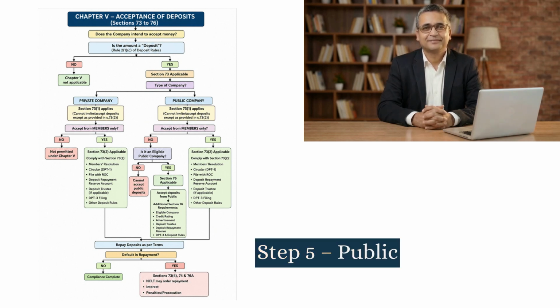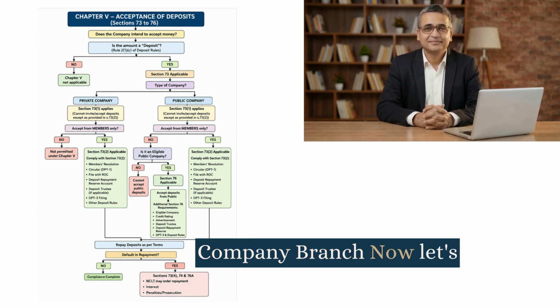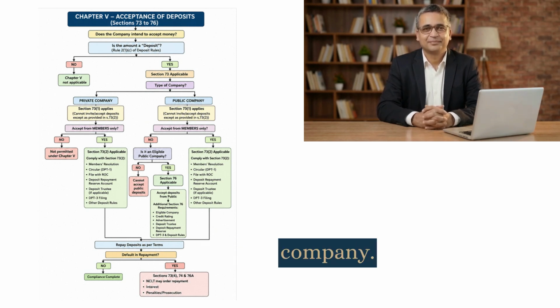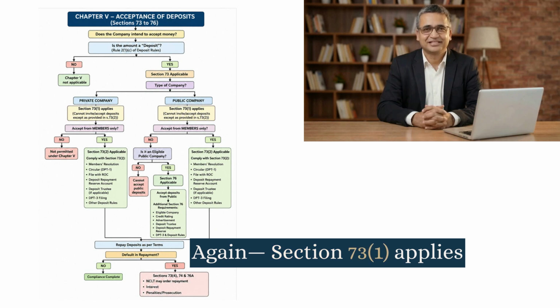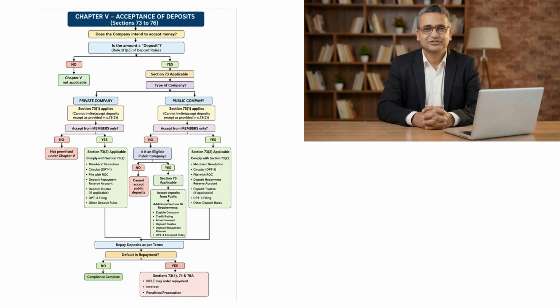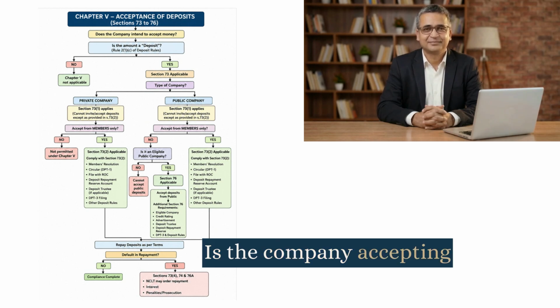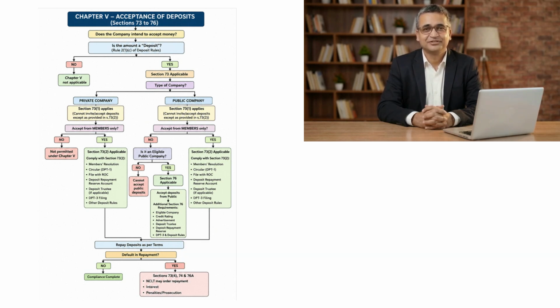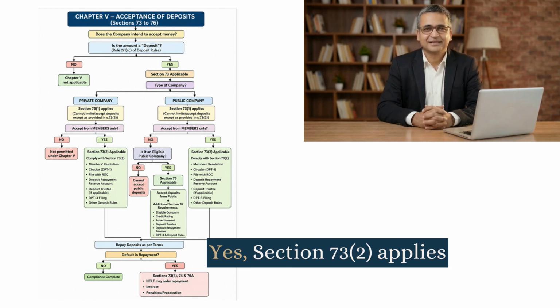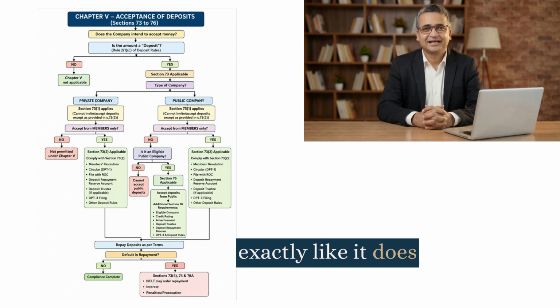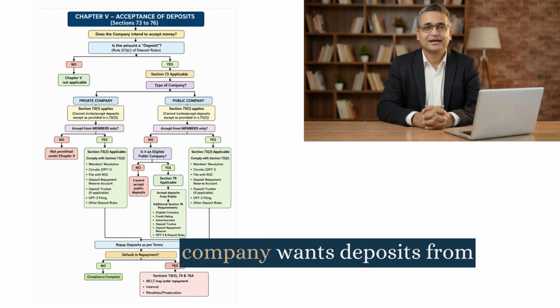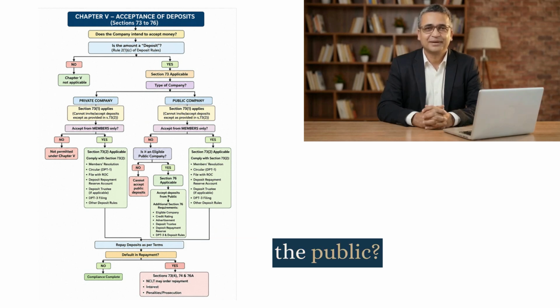Step 5. Public company branch. Now let's move to the public company. Again, Section 73(1) applies first. Then ask the same question. Is the company accepting deposits only from members? If the answer is yes, Section 73(2) applies exactly like it does for a private company. Same compliances, same conditions. But what if the company wants deposits from the public?